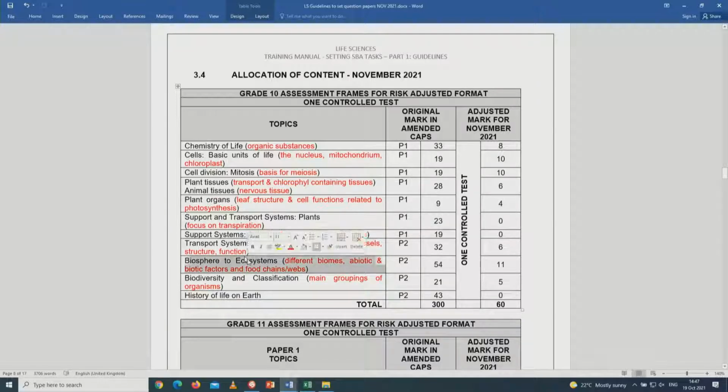Ecosystems, it's a difficult one, because where in grade 11 and 12 do we do again ecosystems? But nowadays, in the current environment that we are living in, we thought it necessary that learners should at least be assessed on different biomes and maybe the difference between the abiotic and biotic factors. And if you want to have enough marks to cover, maybe something on food chains or food webs.